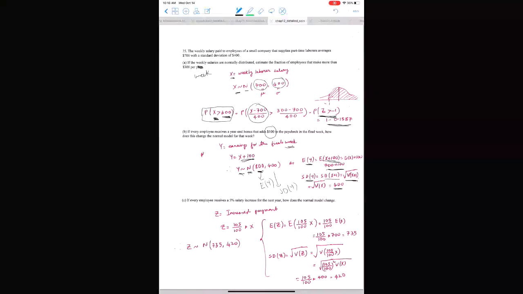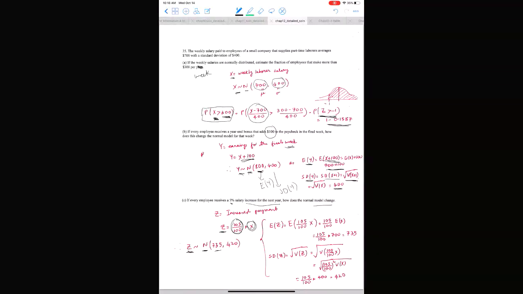Now the next question is, if every employee receives a 5% salary increase for the next year, how does the model change? My new random variable is 1.05 times X, because X was the initial salary and a 5% increase is 1.05 times X. The question is, what is the distribution of my new random variable? Once again, it shall be normal, because a linear combination of normals is normal.